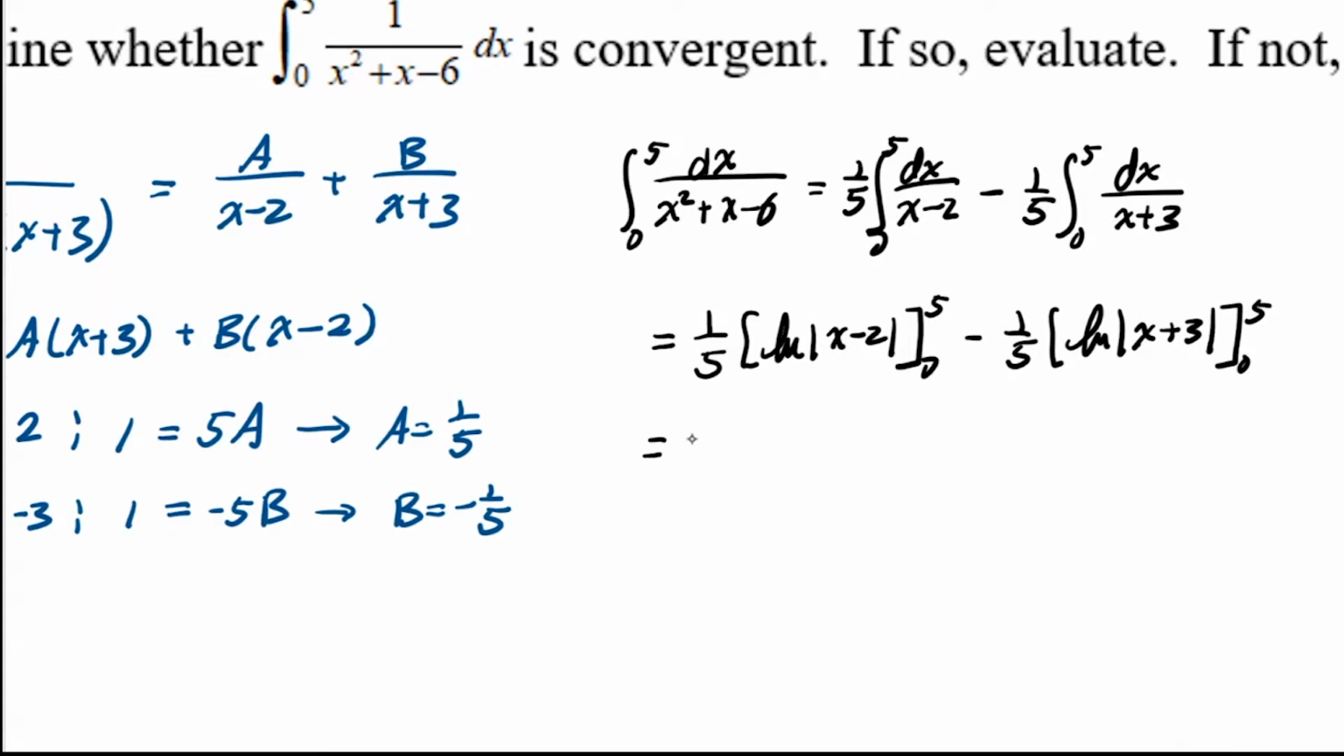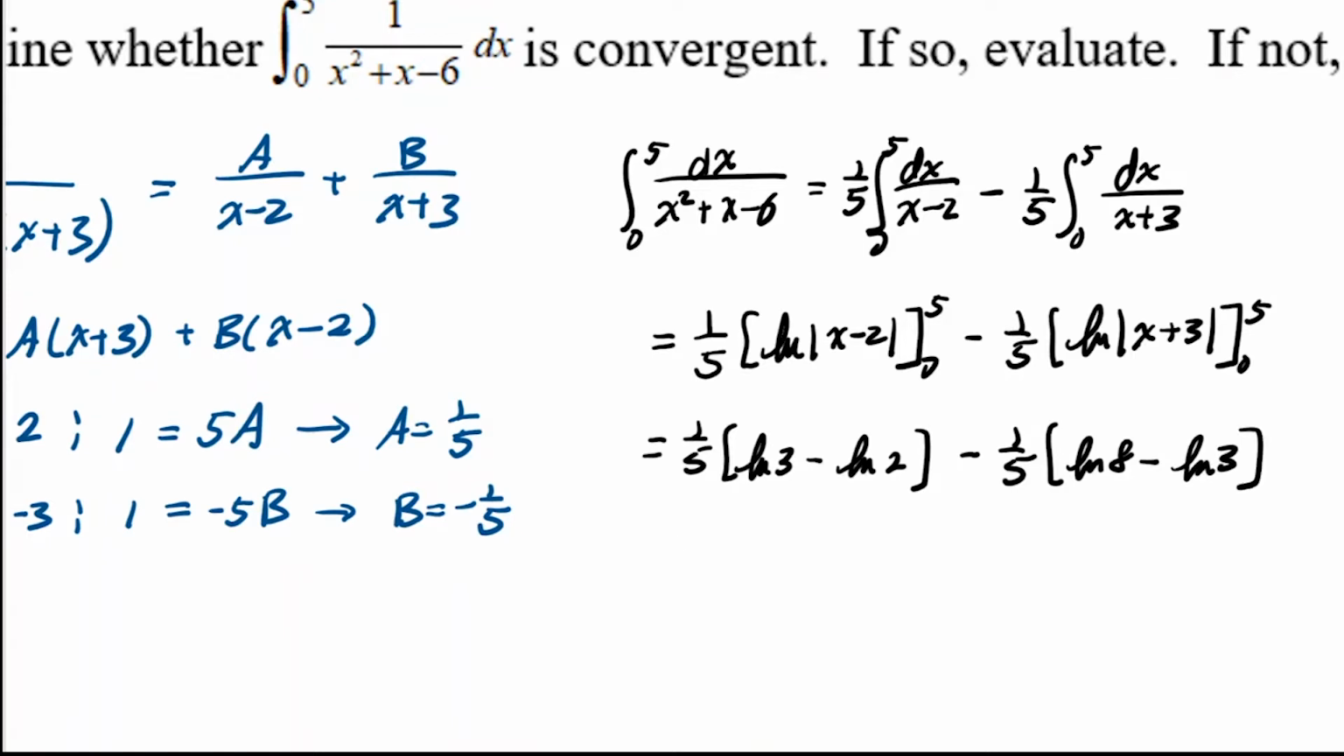Seeing my mistake yet? Substitute 5, so ln 3 minus substitute 0, so we have ln 2, minus 1/5 of substitute 5, so we have ln 8 minus substitute 0, ln 3. What is wrong with this? Yeah, I see a hand. Wait, whose hand is it?